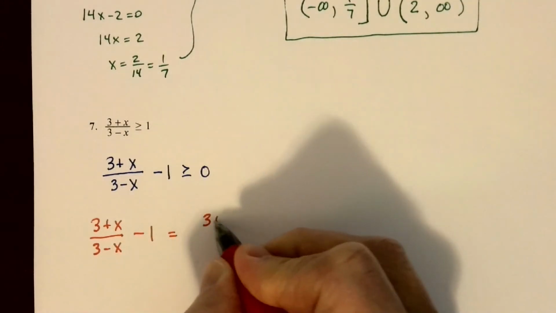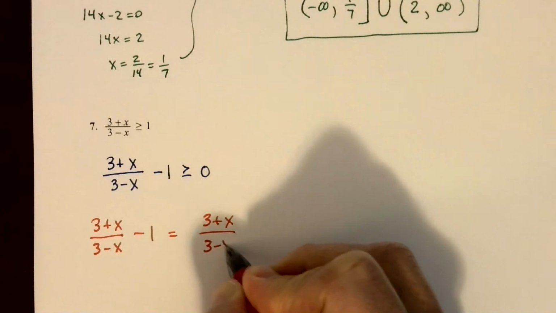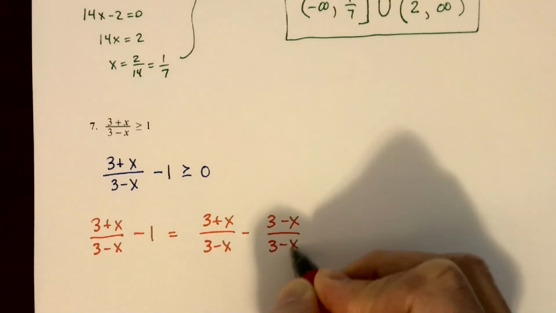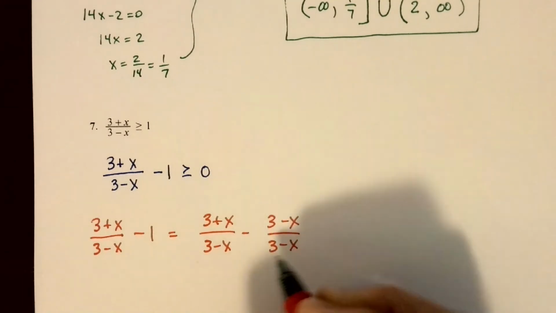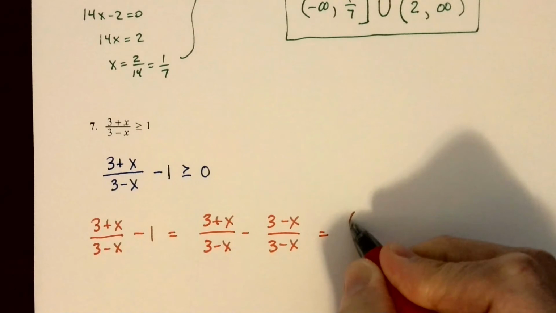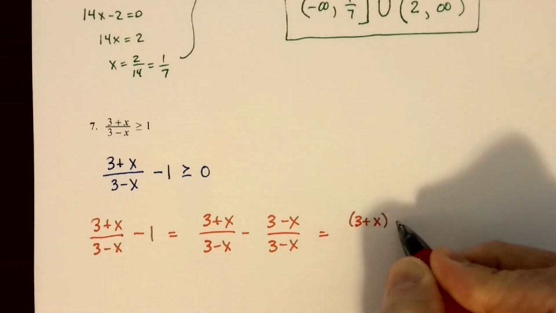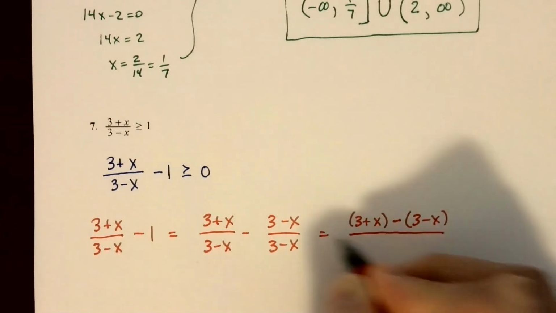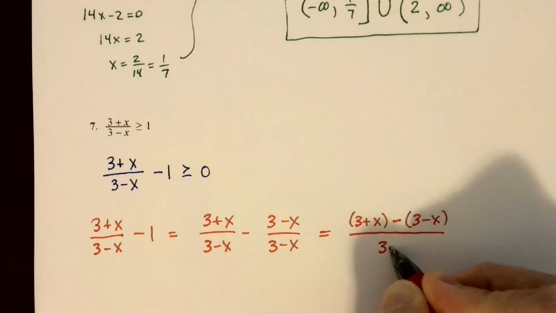So it's pretty easy here. What am I going to do? I'm going to subtract 1 in the form of what? 3 minus x over 3 minus x. How much is this? This is equal to 1. But I have the same denominator now. So I can subtract, and be real careful. Up top I have 3 plus x minus the quantity 3 minus x, over the common denominator of 3 minus x.